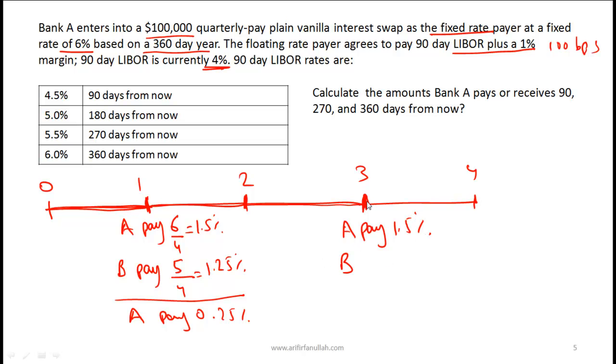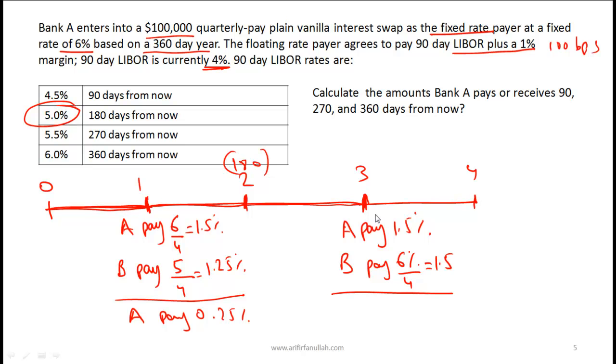The amount B pays depends on LIBOR at the beginning of this period. So LIBOR at the beginning of period 2, this is like day 180. We are told that the LIBOR 180 days from today is 5%. Since LIBOR is 5% and we are adding a 1% margin, B needs to pay 6%, but this is on a quarterly basis, so we divide by 4. So 6 over 4% is equal to 1.5.